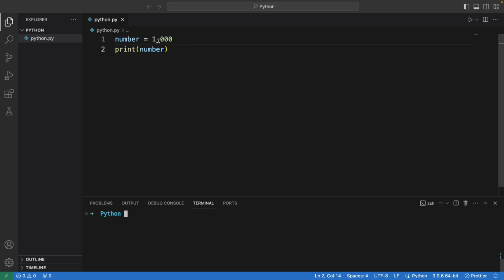Do you know what this underscore is for? So now let's find out. I'm going to run this and it gives me 1000. It is known as underscore virtual. Basically, this is for readability.